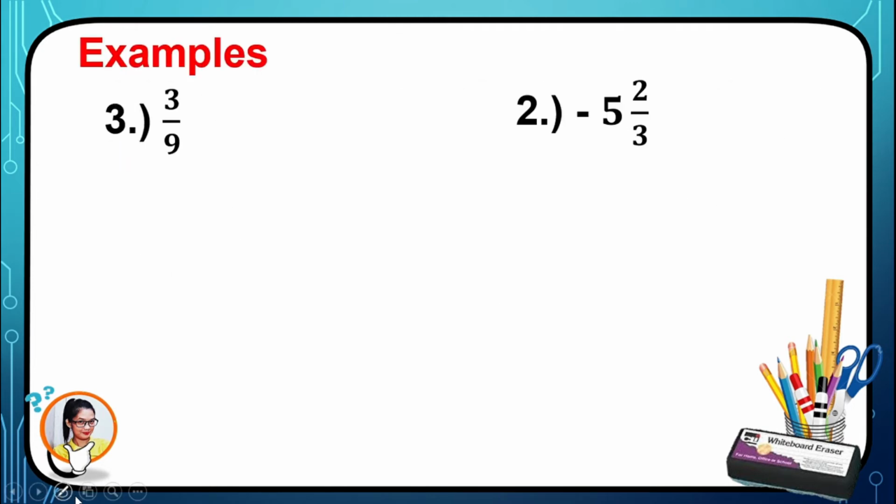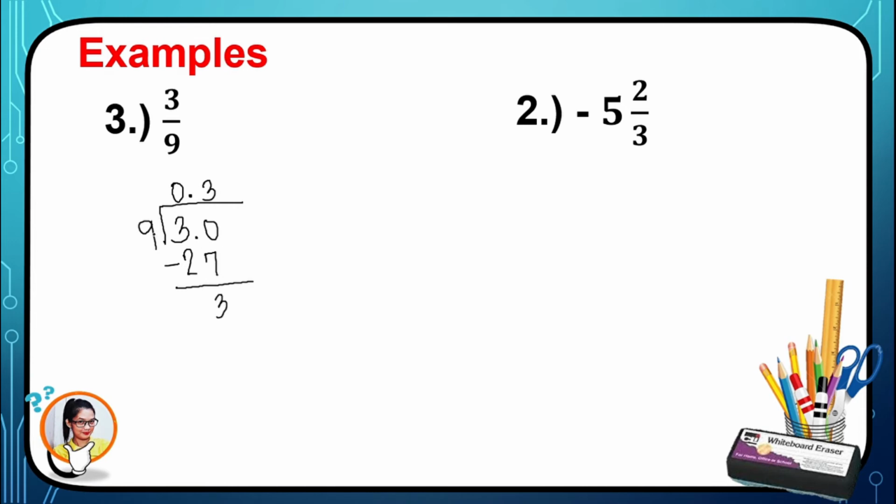Our numerator is 3 and the denominator is 9. So we will divide 3 by 9. There's no 9 in 3, so we'll have here 0. So we're going to add 0. How many 9 are there in 30? That's correct, we have 3. 3 times 9 is 27. Then we're going to subtract. 30 minus 27 will have 3.